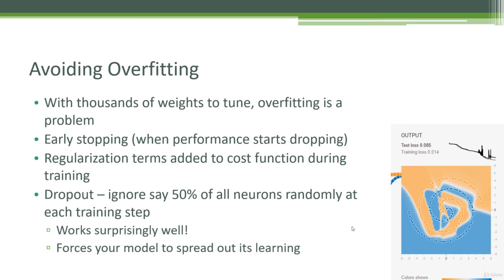But a surprisingly effective technique is called dropout. And again, it's an example of a very simple idea that is very effective. The idea is just to ignore, say, half of the neurons randomly at each training step. Pretend that they don't exist at all. And the reason this works is because it forces your model to spread out its learning. If you're taking away half of its brain, if you will, at each training step, you're going to force the remaining half of those neurons to do as much work as possible. So this prevents things where you have individual neurons taking on more of the work than they should.